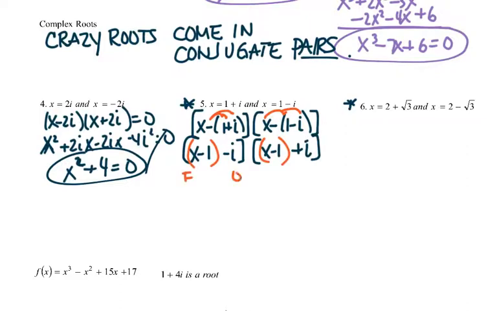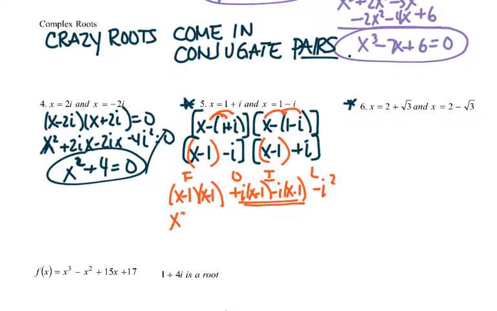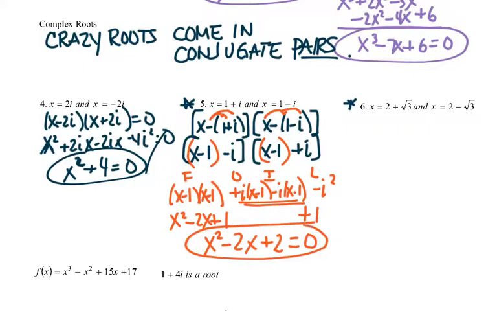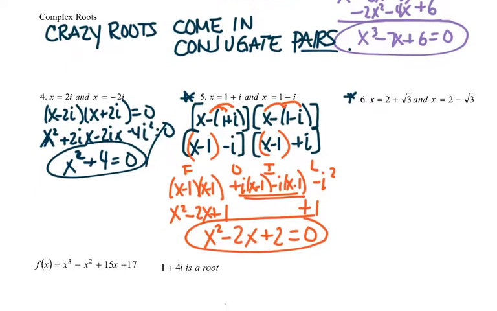So then when I FOIL, first, outer, inner, last, I get x minus 1 times x minus 1, plus i times x minus 1, minus i times x minus 1, minus i squared. What's always going to happen to those inner and outer terms? Right, they're going to cancel out. So I just get x squared minus 2x plus 2 equals 0. That's the quadratic equation that gives those roots. And I could check that if I wanted to by quadratic formula.